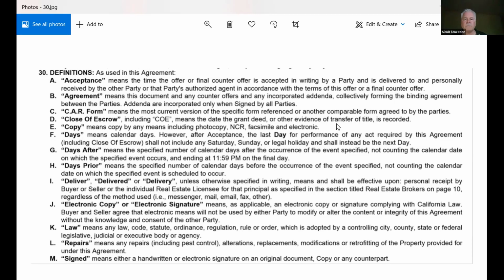Okay, paragraph number B. Agreement means this document and any counteroffers and any incorporated addenda collectively forming the binding agreement between the parties. So what we just said a second ago in paragraph number 29, the whole group of things. Addenda are incorporated only when signed by all the parties. So remember, if the buyer says, I want the lawn furniture and the seller doesn't sign it, then it's not part of the contract.